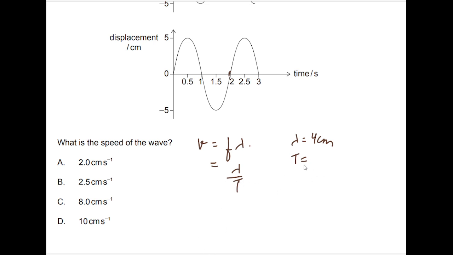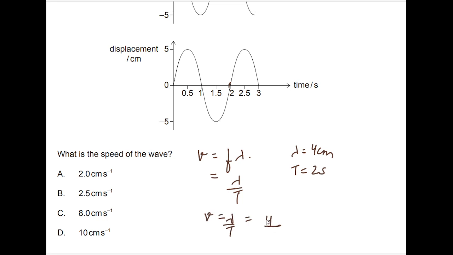Substituting it in the formula, v equals lambda by T. Lambda is 4 and time is 2. It gives me 2 centimeters per second. So the correct option is A.